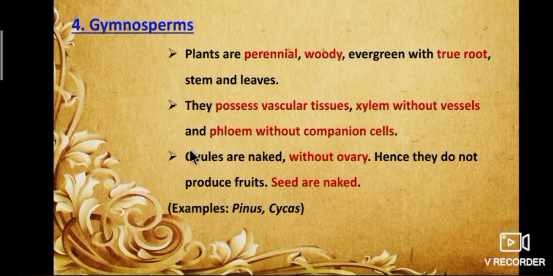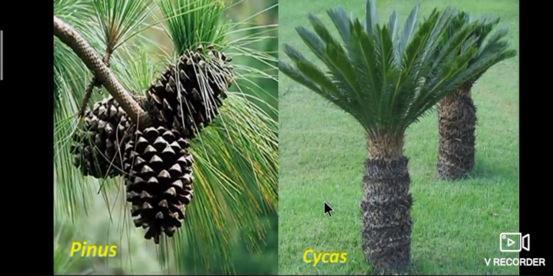Third point, ovules are naked. What is ovule? Ovule is the organ that forms seeds of the flowering plants. It is without ovary. Hence, they do not produce fruits. Seeds are naked. Examples, Pinus and Cycas. See the picture, this is Pinus, this is Cycas. These are decorative plants. I hope you might see them in parks, restaurants.